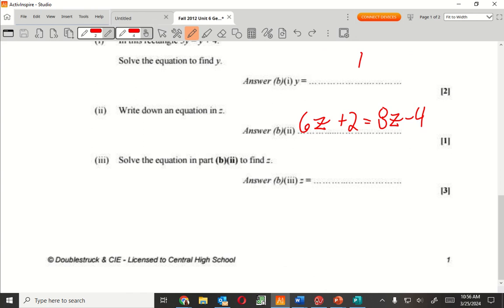So I'm going to go over here. 6z plus 2 equals 8z minus 4. So let's move the z's to the right side. I'm going to subtract 6z from both sides. And then I'm going to add 4 to both sides.